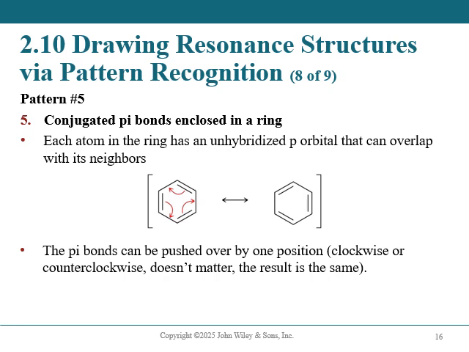Pattern number 5, conjugated pi bonds in an enclosed ring. So this is where aromatics come into the conversation. Each atom in the ring has an unhybridized p orbital that can overlap with its neighbor. So when that happens, you'll have a scenario such as this one, highly conjugated, and just like we saw with conjugated systems, you can actually move those electrons. In this case, you have a closed system in the ring, so you can actually draw all of the arrows simultaneously, and that's perfectly okay. The pi bonds can be pushed over by one position, and it can be clockwise or counterclockwise, whichever makes you the happiest, because the result's going to be the same.